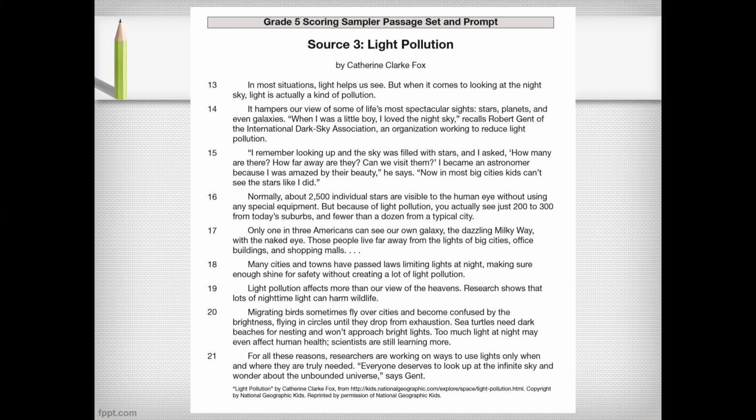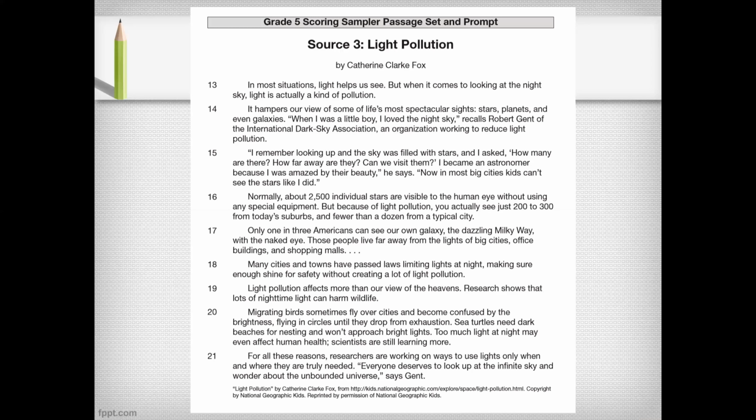Now in most big cities, kids can't see the stars like I did. Normally, about 2,500 individual stars are visible to the human eye without using any special equipment. But because of light pollution, you actually see just 200 to 300 from today's suburbs and fewer than a dozen from a typical city. Only 1 in 3 Americans can see our own galaxy, the dazzling Milky Way, with the naked eye.